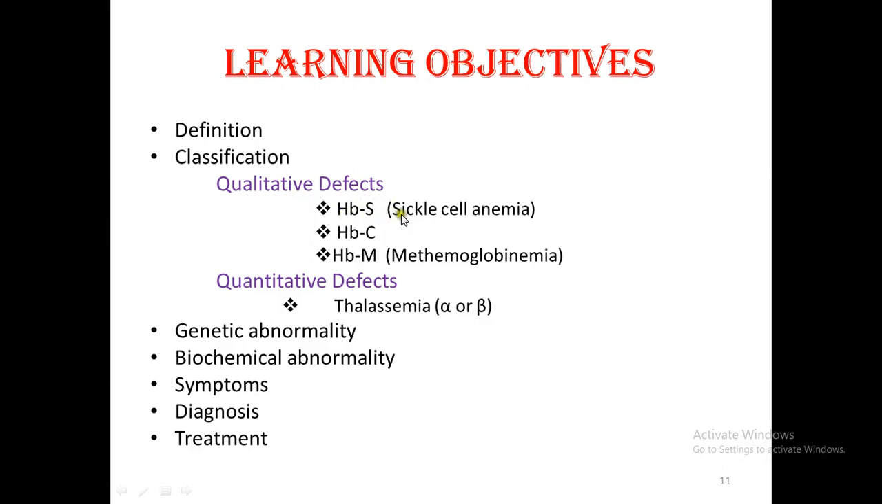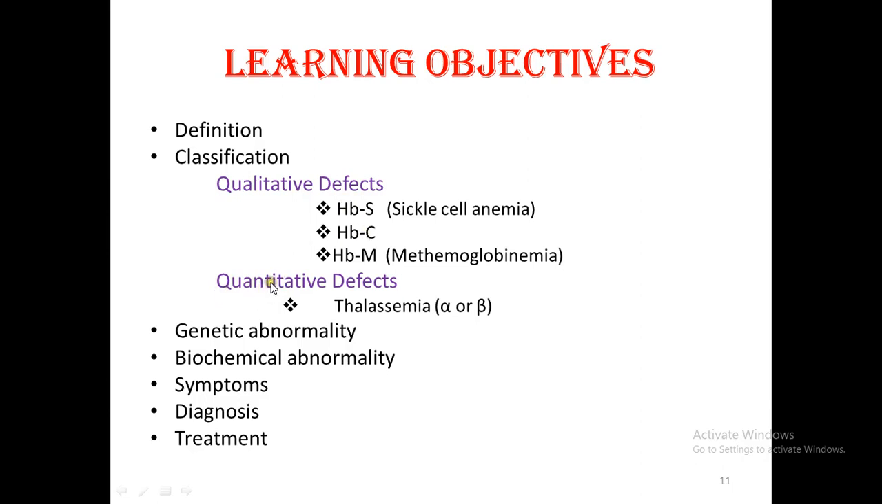One example is sickle cell anemia, where hemoglobin S is formed instead of the normal hemoglobin A. There's another disease called hemoglobin C and another disease called hemoglobin M or methemoglobinemia, in which instead of the normal adult hemoglobin A, hemoglobin M is formed. So these are all qualitative defects of hemoglobin synthesis. That is, hemoglobin is being synthesized, but not the right normal type. It is an abnormal type.